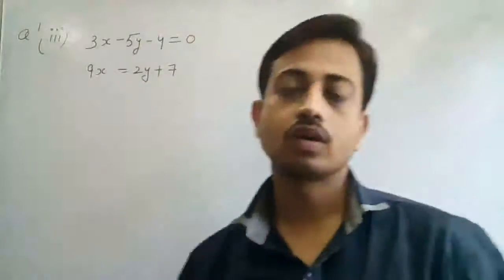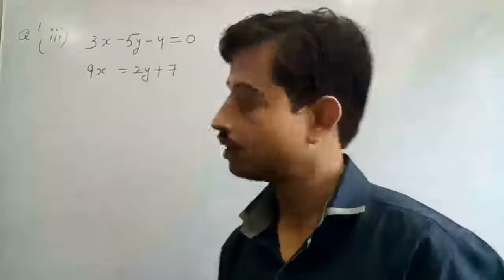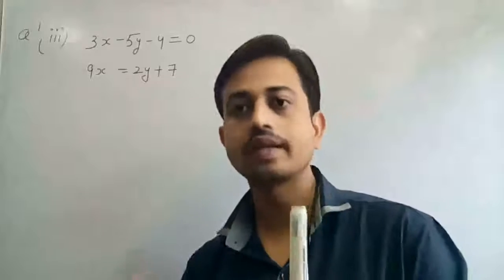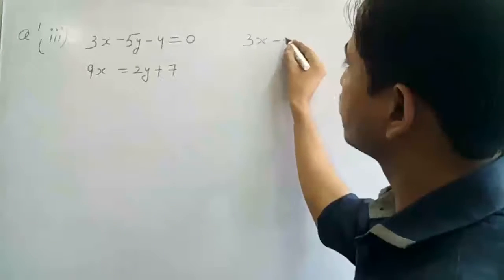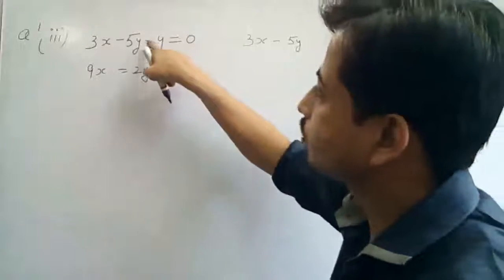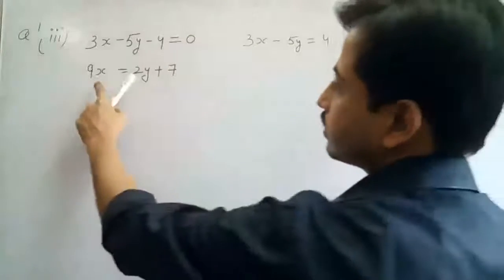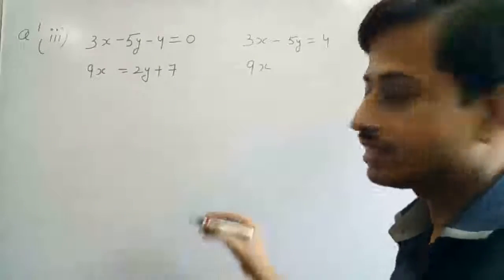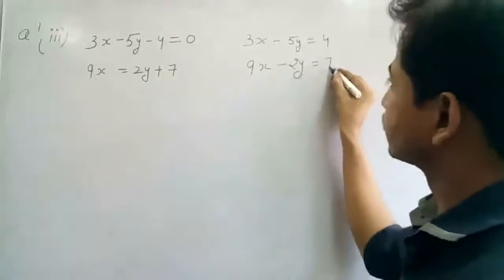Now this is the third part of question number 1. We have to first solve this by using the elimination method. The first step is, in this both the equations are not in proper format, so try to make them in proper format. What's the proper format? We have to write the variable terms on the left hand side and the constant term on the right hand side. So you have to take negative 4 on the right hand side. It becomes proper form. Same as this, it is 9x and we have to take this 2y on the left hand side. It becomes negative 2y, which is equal to 7 as it is.